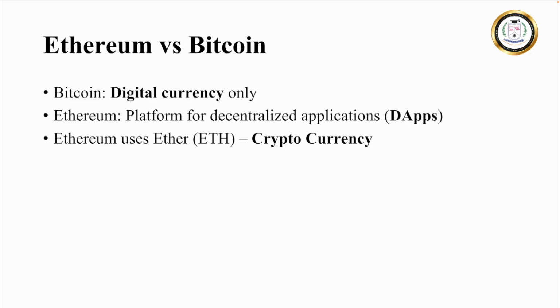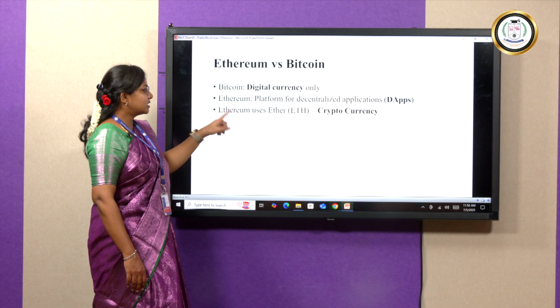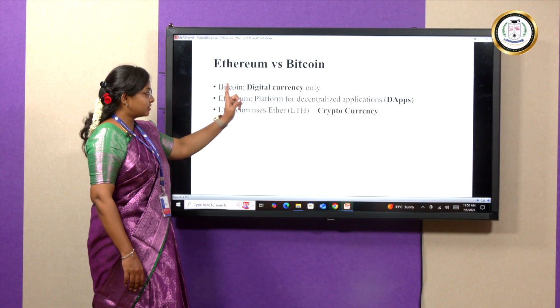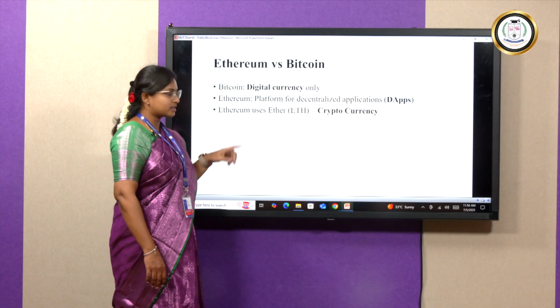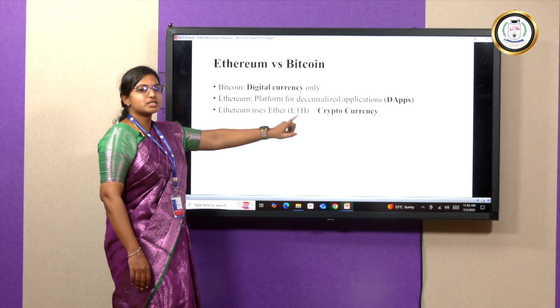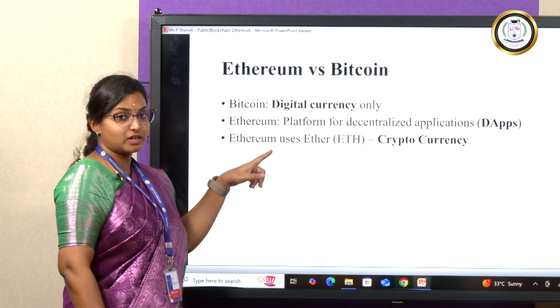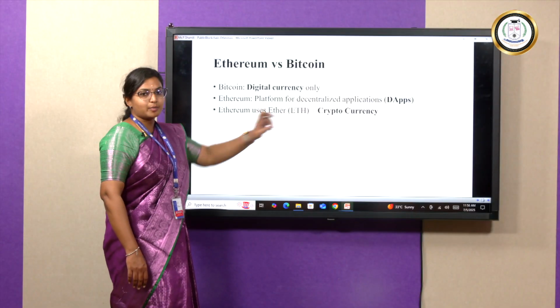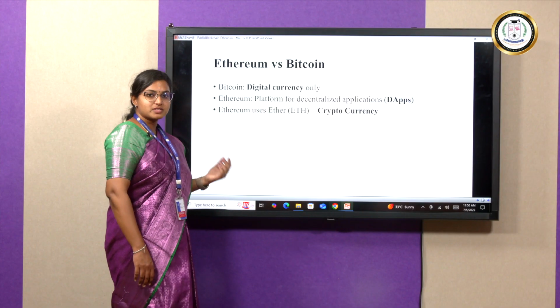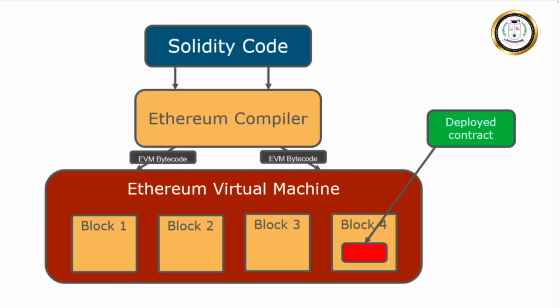And then Ethereum versus Bitcoin, where Bitcoin is a digital currency, but Ethereum is a cryptocurrency, which means Bitcoin is also a cryptocurrency, where Ethereum is an ETH cryptocurrency. For Ethereum users, Ethereum is a platform to use decentralized applications, where we can customize our decentralized applications. And then this is the overall architecture for Ethereum, where Solidity code, Ethereum compiler, and then Ethereum virtual machine.